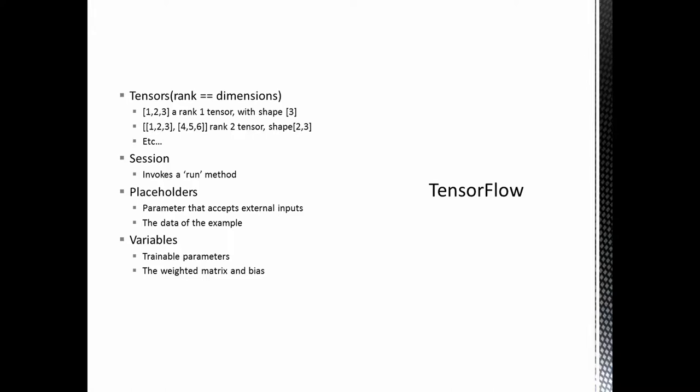Sessions invoke the run method on your AI. Placeholders hold the function mx plus b, everyone knows that one. The placeholder is the x, where you put in different values, and it continues to run the equation. Variables are basically what needs to be changed in the machine learning. So that would be our weight matrix and our bias.